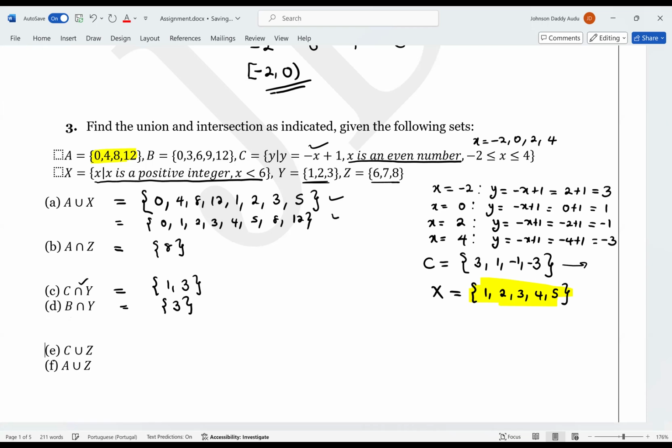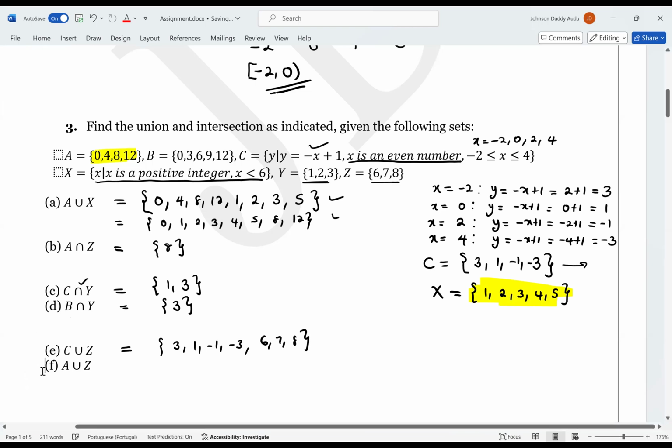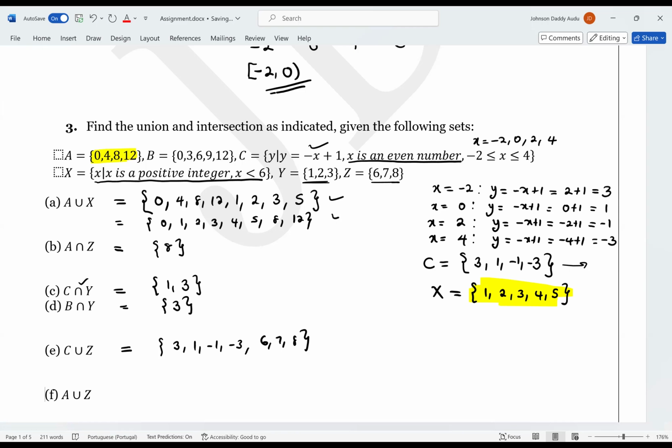So now C union Z. It means what is in C and also in Z. So for example, you can decide to take the whole C, which is 3, 1, minus 1, minus 3. Then take the whole Z, which is just 6, 7, and 8. So you're done. You can decide to now arrange it from smallest to biggest. It's all the same. I mean, you can write it as minus 3, minus 1, 1, 3, 6, 7, 8. All right.